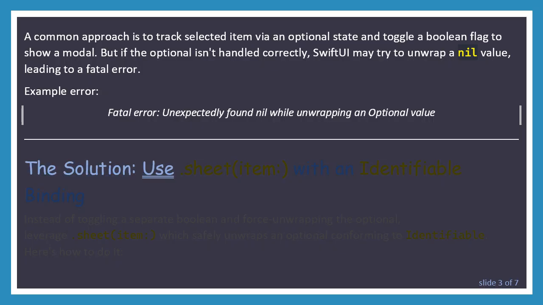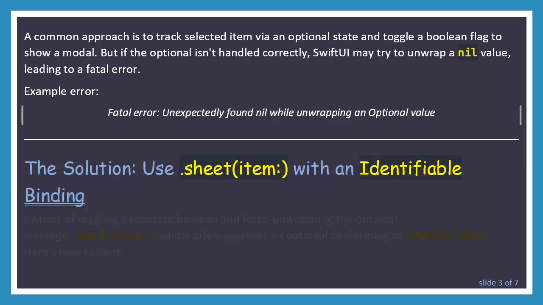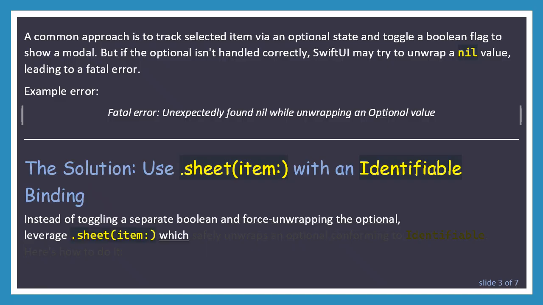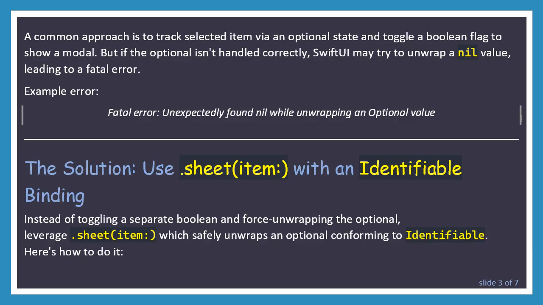The solution: use .sheet(item:) with an identifiable binding. Instead of toggling a separate Boolean and force unwrapping the optional, leverage .sheet(item:), which safely unwraps an optional conforming to Identifiable. Here's how to do it.